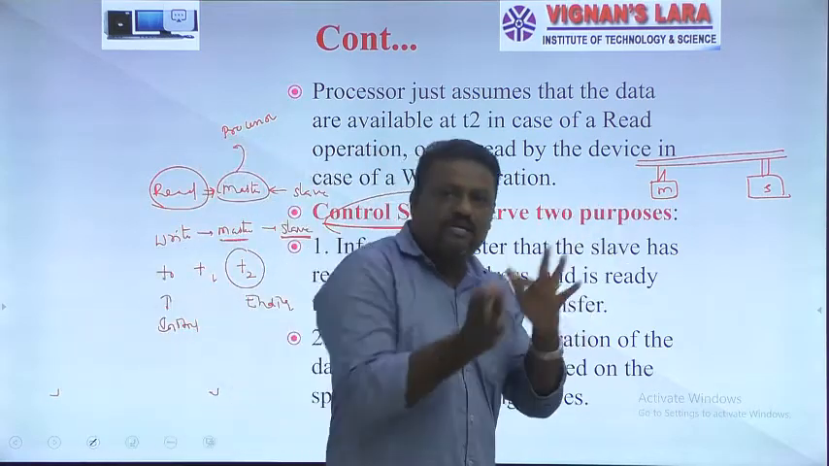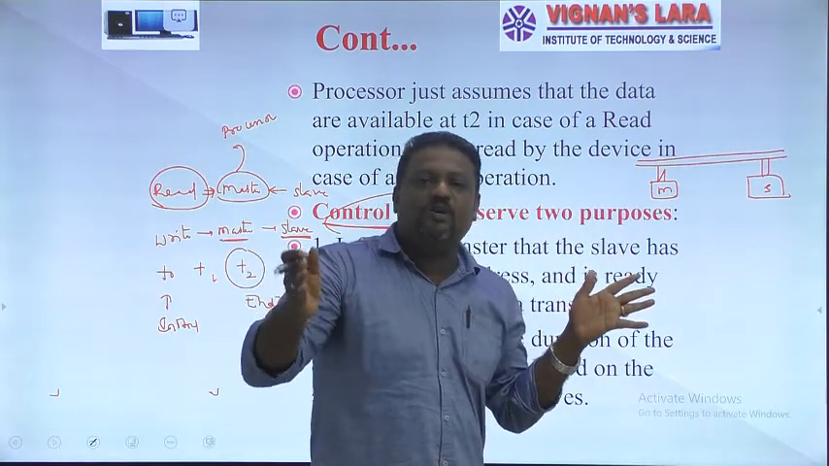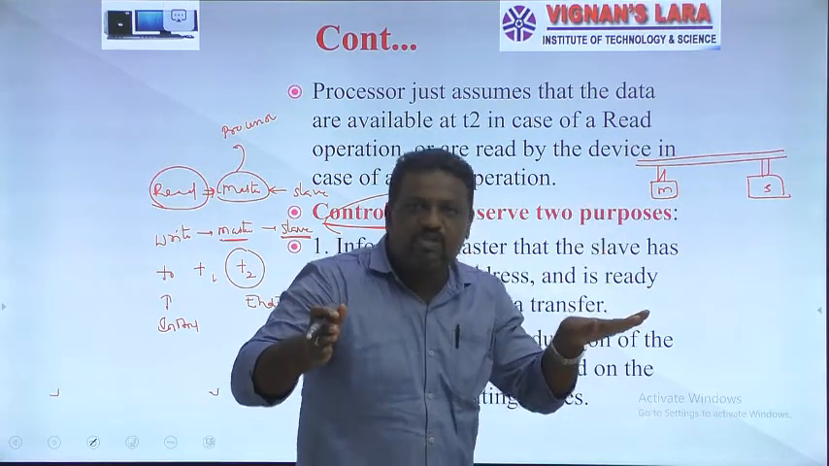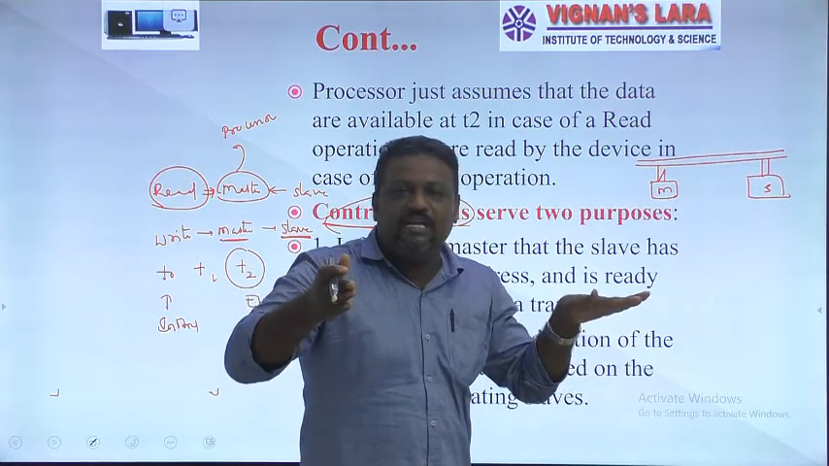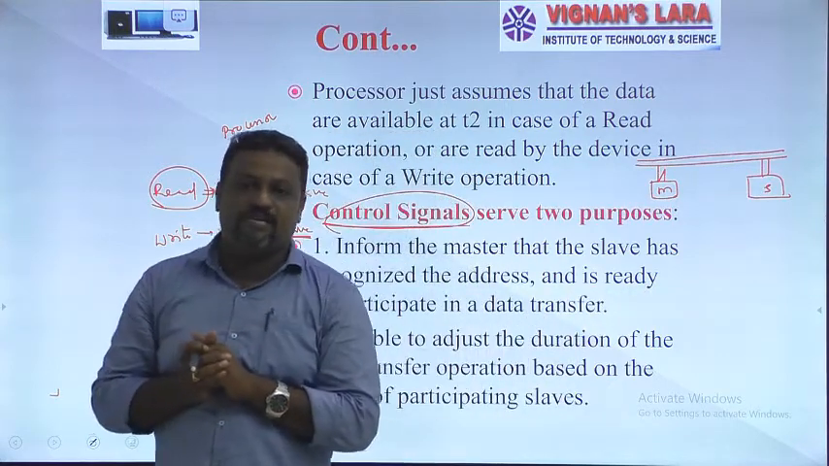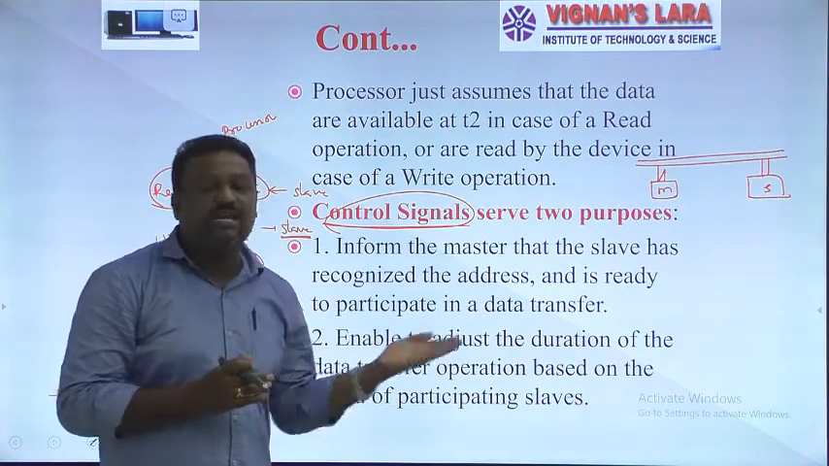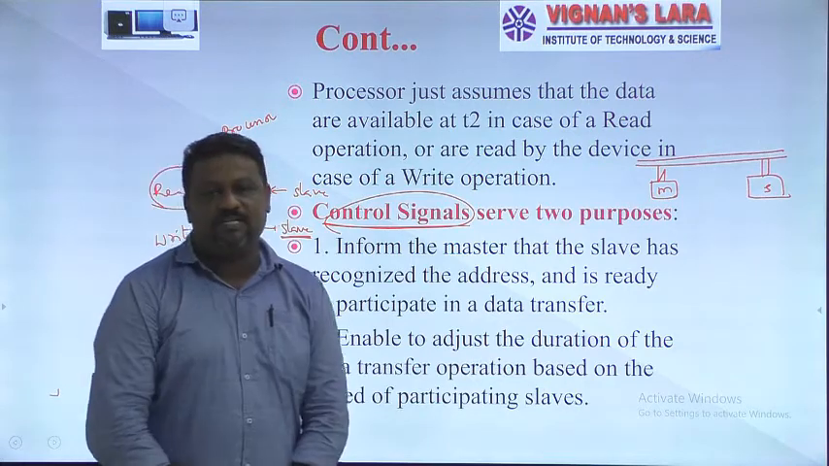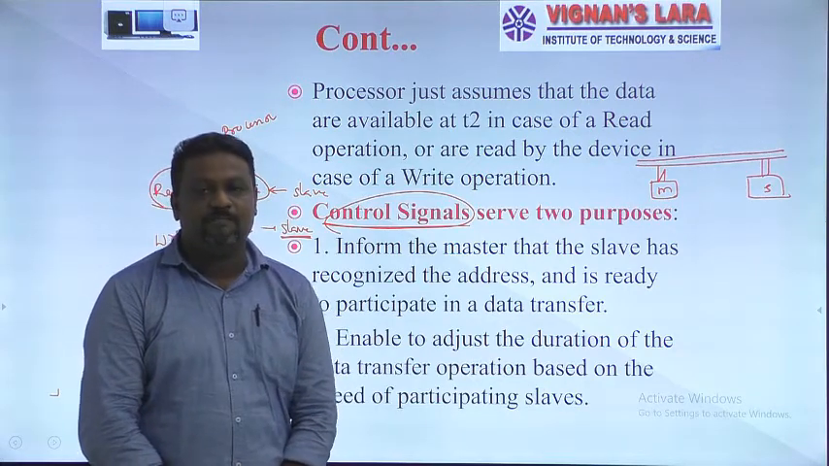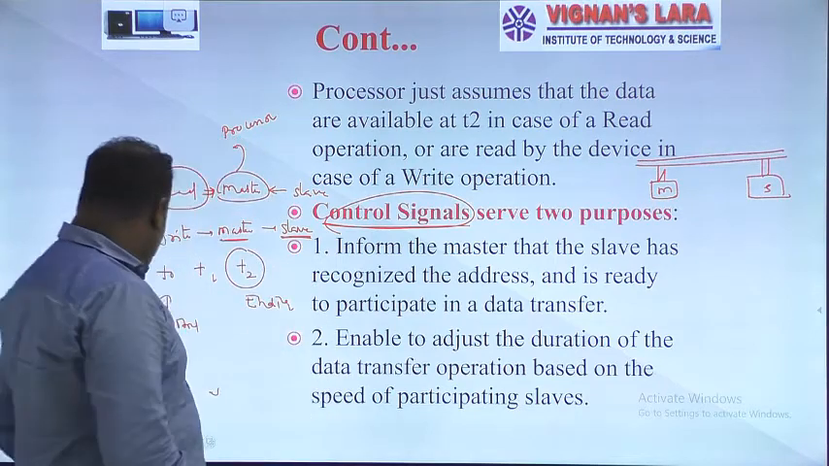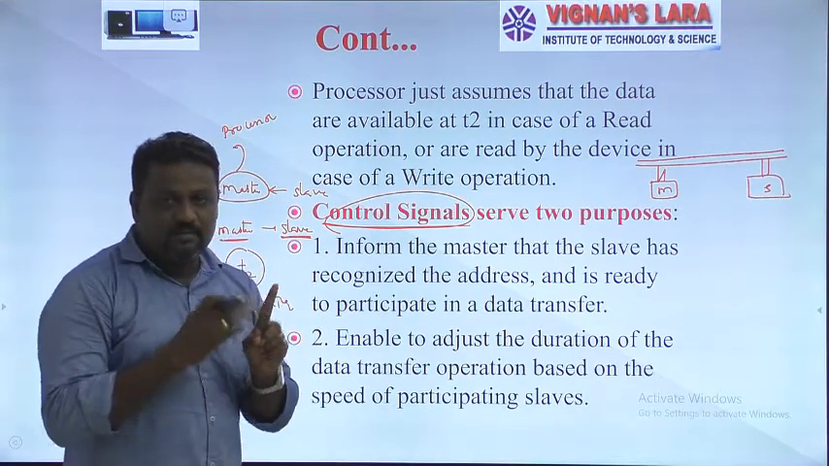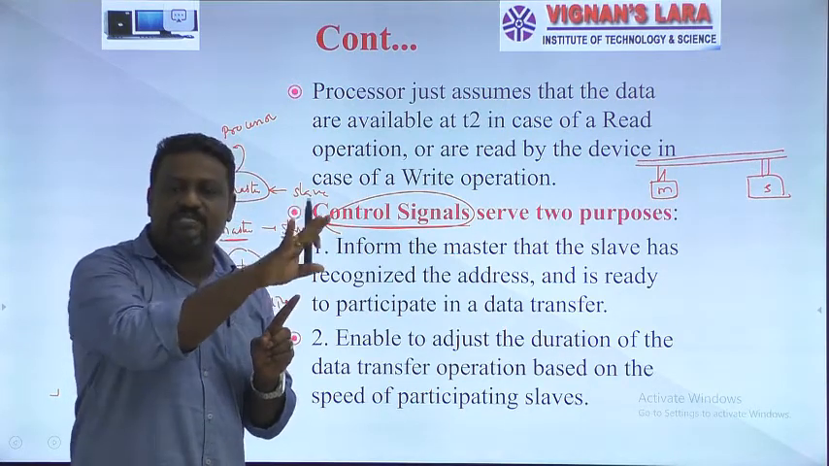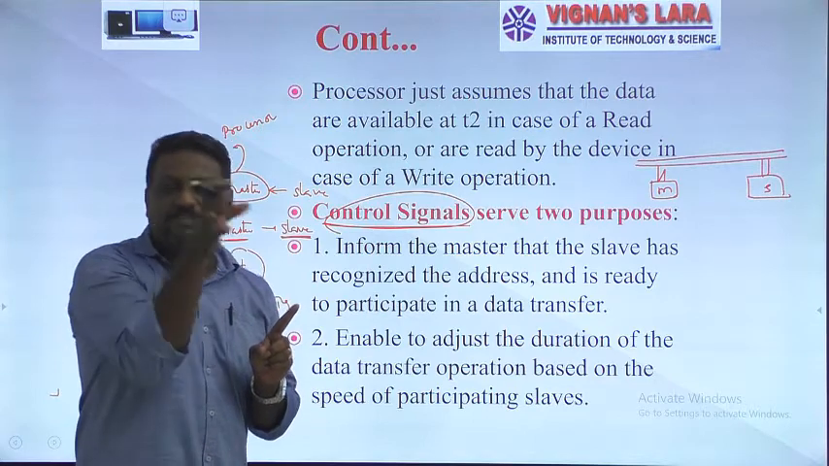Generally, some devices can operate at a higher speed and others at a lower speed. But the important thing is that the higher speed device must reduce its speed in order to match or synchronize with the device that operates at a lower speed. That means we have to enable and adjust the duration of the data transfer operation based on the speed of the participating slaves. It is very, very important. So these two are very important. Number one is that the slave has to send information to the master about receiving the address as well as the commands, and that it is ready to participate in a data transfer.